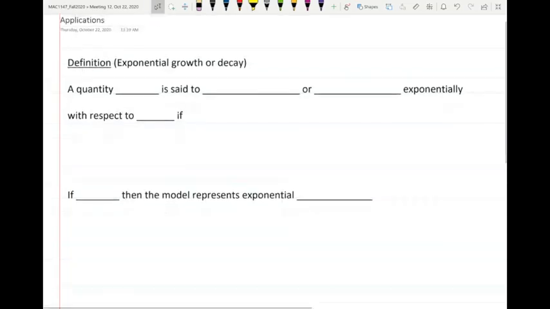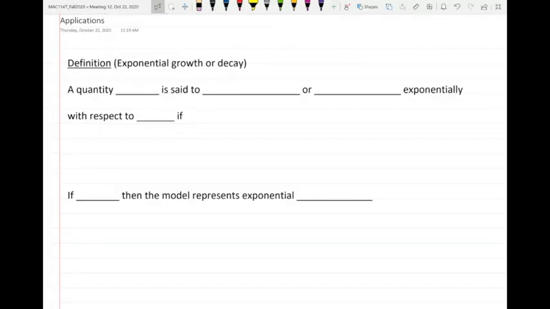So here's a definition. What do we mean by exponential growth or decay? Suppose that you have a quantity, let's call it y of t. Usually the variable t is used because it represents time, and in this application usually time is what's changing. It's your free variable, and you are observing what happens to this particular quantity over time. A quantity y of t is said to grow or decay exponentially with respect to t if it satisfies the following formula.